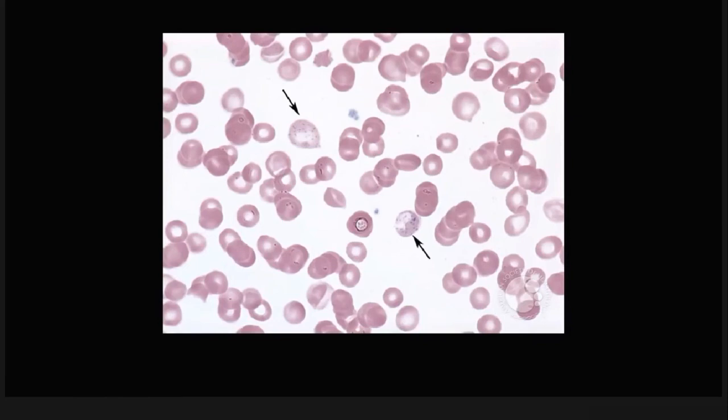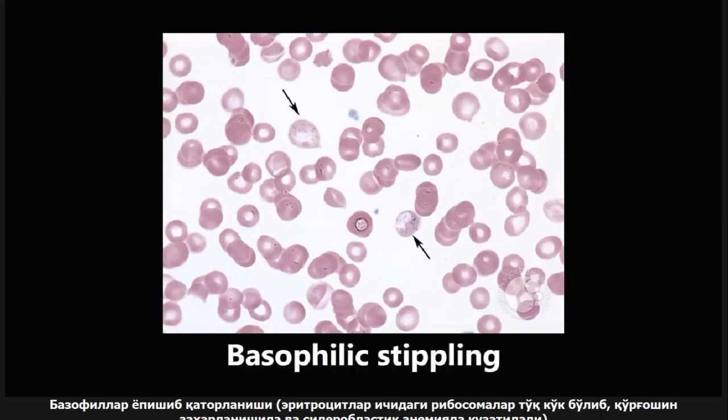Next image here, this is an example of basophilic stippling. I believe I had mentioned it in the first video, so now we are actually seeing an image of it here. So these are ribosomes that are being visualized inside red blood cells, these dark blue specks, if you will. These are seen in two conditions mainly, the first being lead poisoning and the second being sideroblastic anemia.